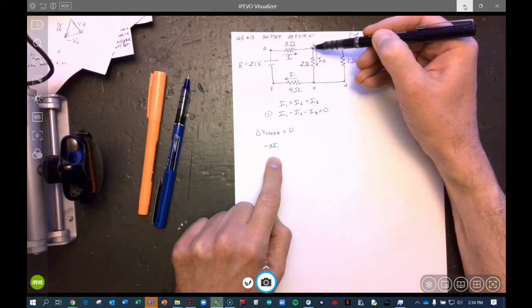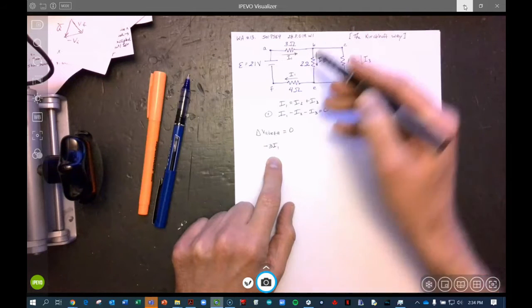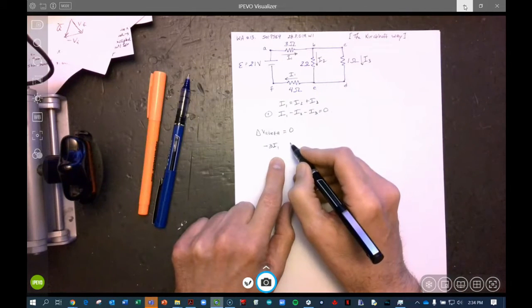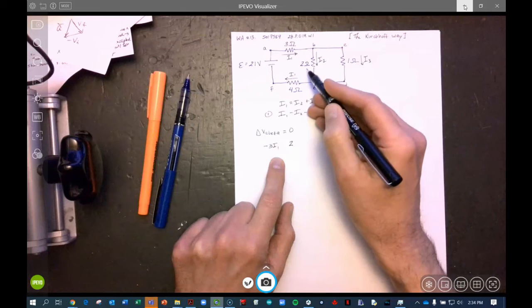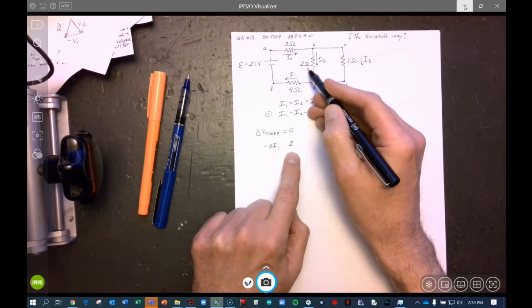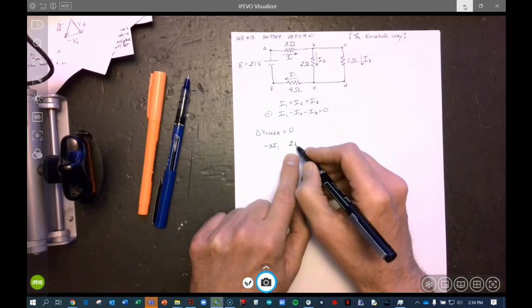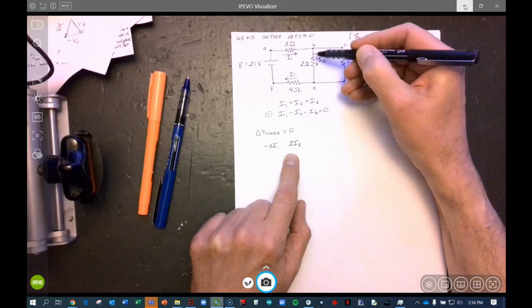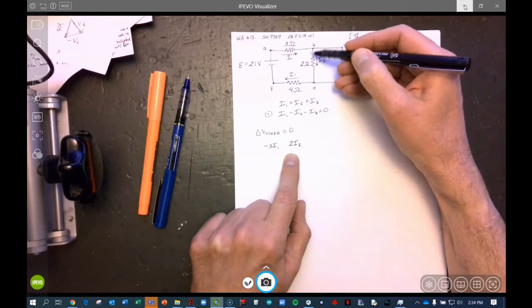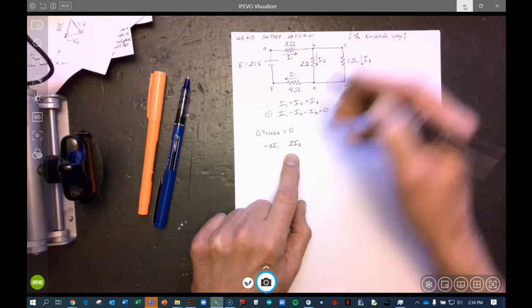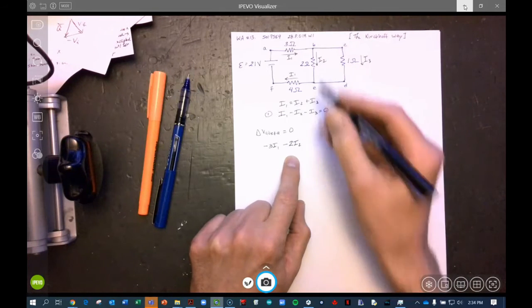We continue on down here, and the voltage drop across this resistor is 2, again dropping the units just to make the math easy to see, times I2. And because I'm looking in the same direction as my current is flowing, it's going to also be negative.